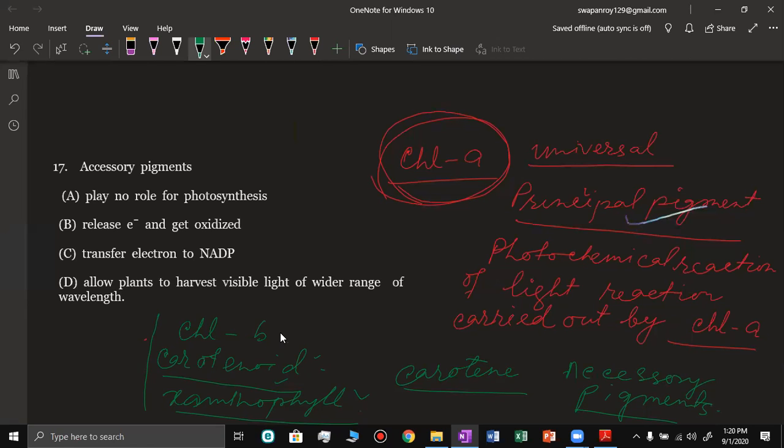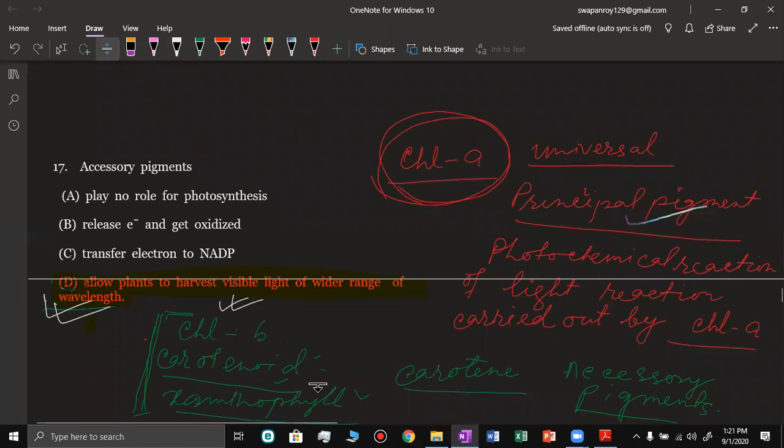So this one is our answer, that accessory pigments allow plants to harvest visible light of a wider range of wavelength. And this way they enhance the efficiency of photosynthesis.